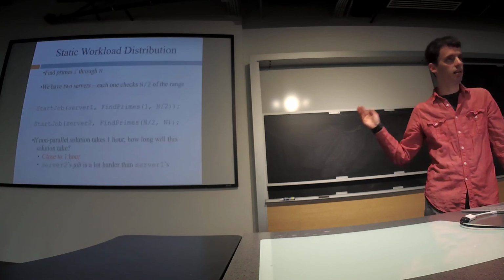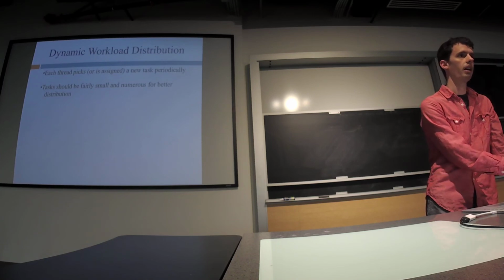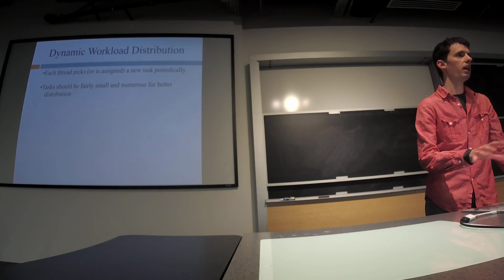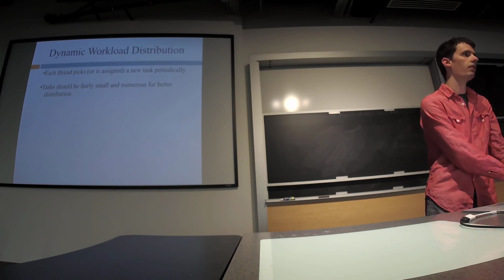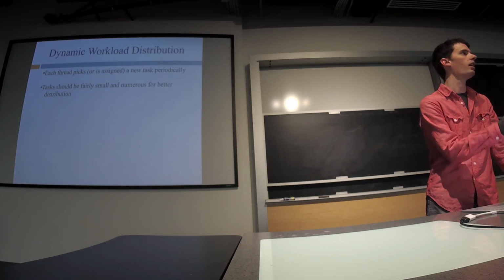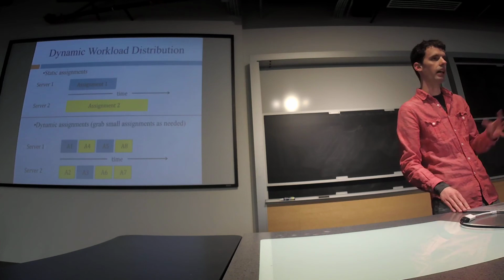So this is called static workload distribution. We need dynamic workload distribution that is smarter. It can keep every machine busy. And the basic idea is you need to break it into smaller tasks, even more tasks than you have machines for, so that if one of them finishes early, it can pull another task. It kind of just looks like this.